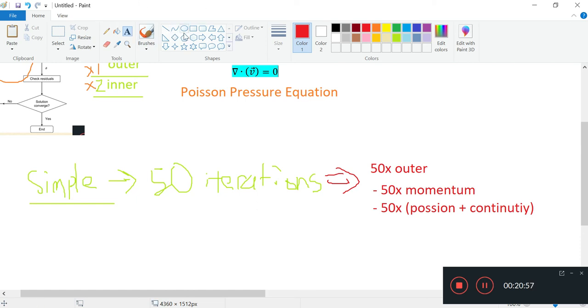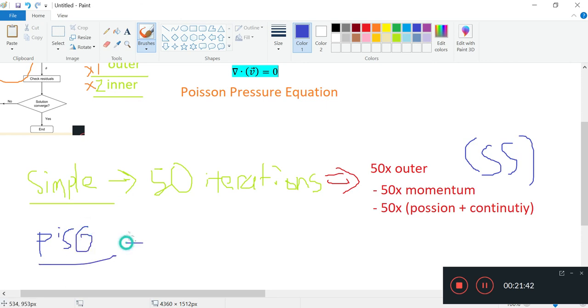And let's talk about the PISO instead. And remember, this is for steady state, yeah? Now, normally SIMPLE is being used for steady state, but of course you can use it for transient simulation as well. Nothing stopping you from that. But let's have a PISO for comparison. And that maybe instead of 50, you have one iteration. Okay, one iteration.